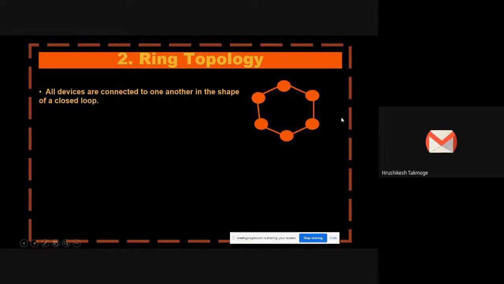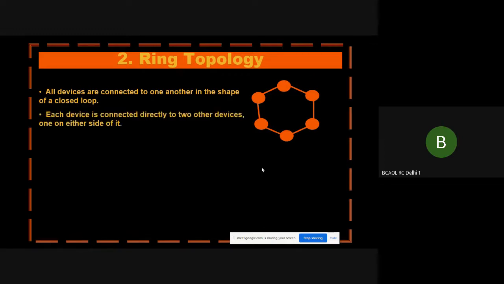Yes. Right? So in a circle, computers are connected in a closed loop, and each device is connected directly to two other devices on either side. So suppose this device is there, it is connected with this device and this device on the left and right side, with two other devices.